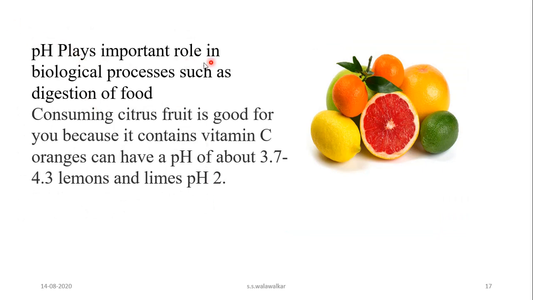Also, pH plays an important role in biological processes such as digestion of food, and also in what we consume, such as citrus foods. They have a pH of about 3.7 to 4.7, and they contain vitamin C, which increases our immunity. Thus pH plays an important role in our daily life as well as in different biological processes, and therefore the knowledge of pH is essential to everyone.